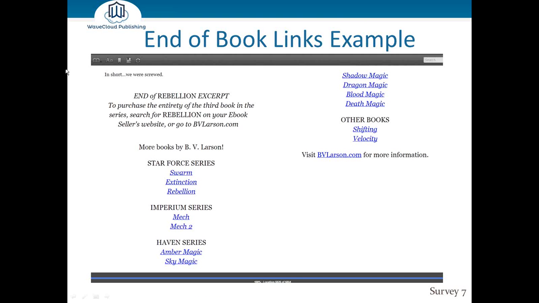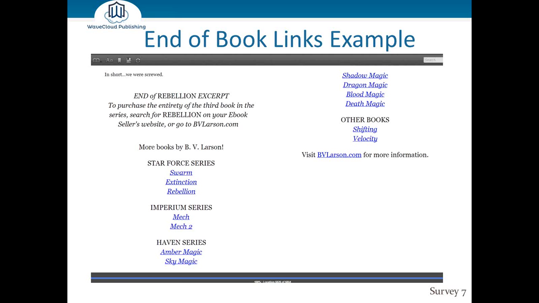Let's talk about links in the back of your book. So I popped open my Kindle Cloud Reader plugin for Google, and I opened up one of these books that I've read. This one's by B.V. Larson. I think it was the second in a series. And at the end of his book, he actually gives a preview of the next one, 2 or 3 chapters of the next book, which end on a cliffhanger. You can see the cliffhanger words there at the top of the screen.